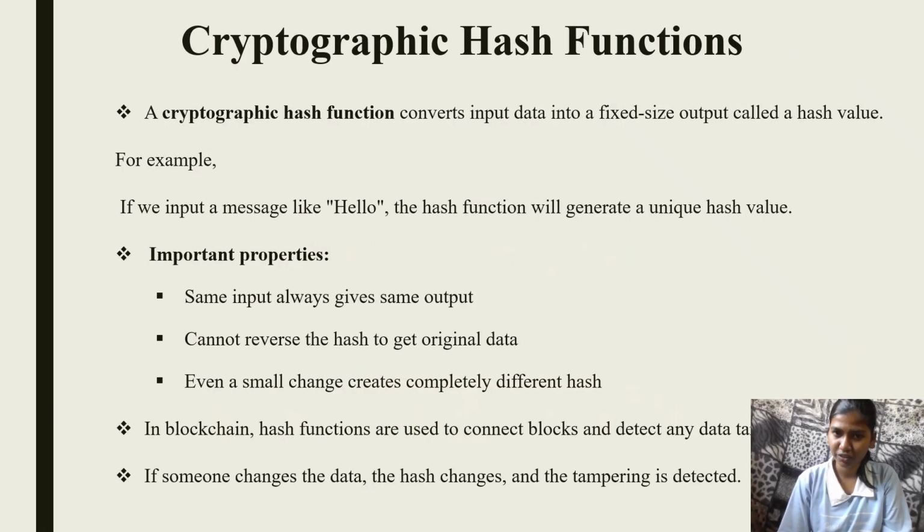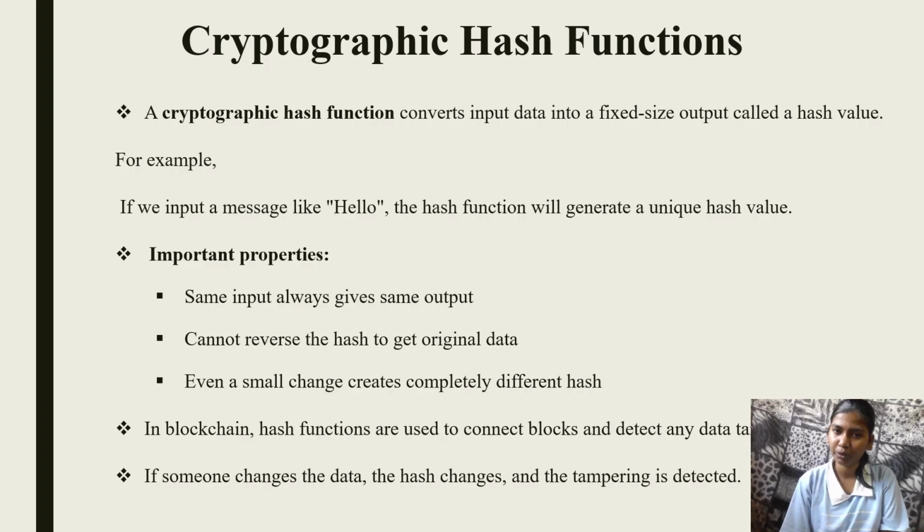What is a cryptographic hash function? A hash function is a function that we use to convert the input data into a fixed size of output data. So a cryptographic hash function converts input data into a fixed size output called a hash value. For example, if we want to convert hello into a hash value, then the hash function will generate a unique hash value. Unique hash value means that it is an encoded value or encrypted data.